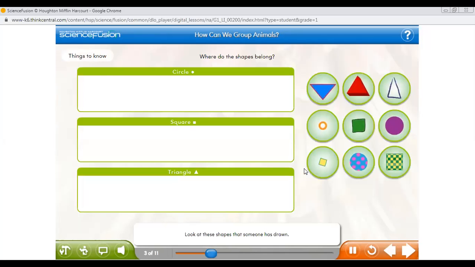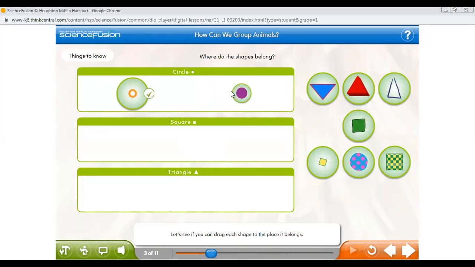Look at these shapes that someone has drawn. Let's see if you can drag each shape to the place it belongs. Now look, we have here circles. So we are going to collect all the circles here. Then we are going to collect the squares and then the triangles. We are going to make the group again.